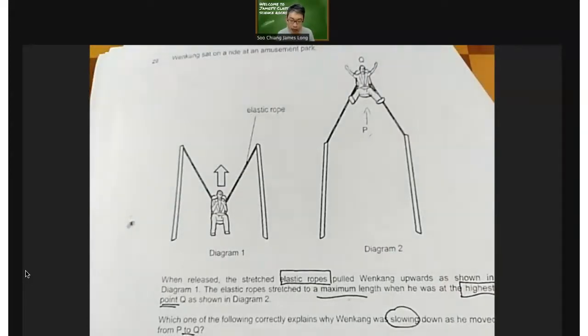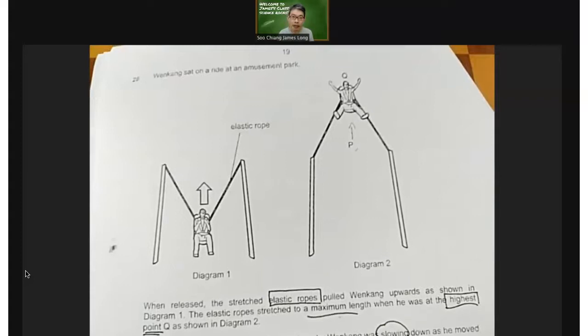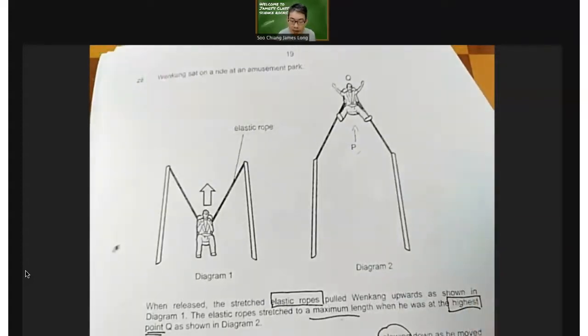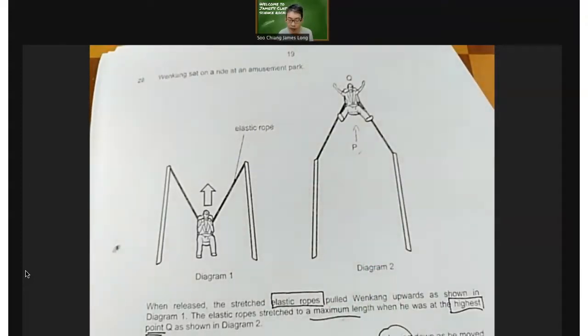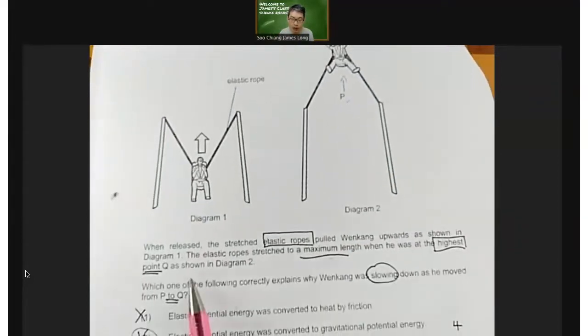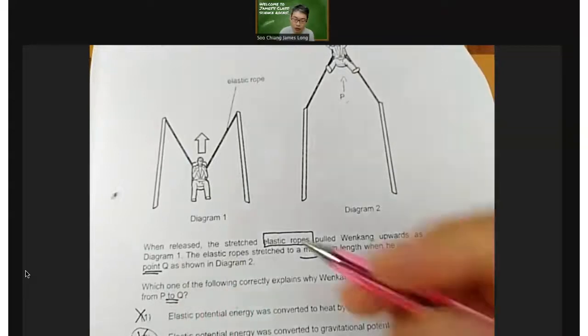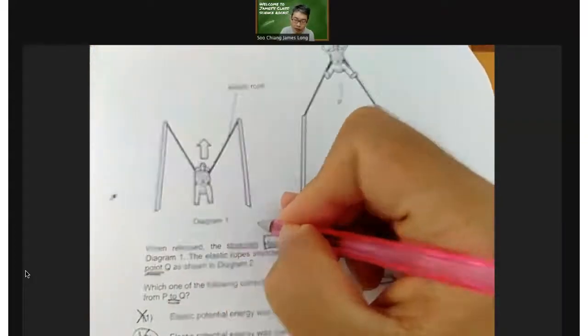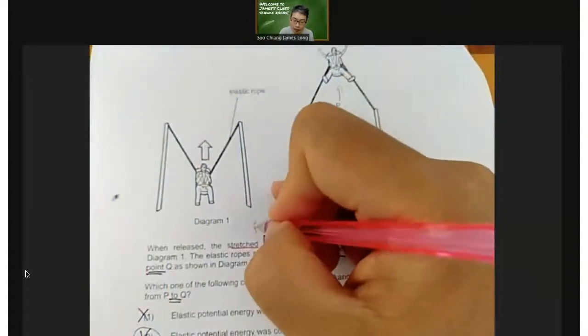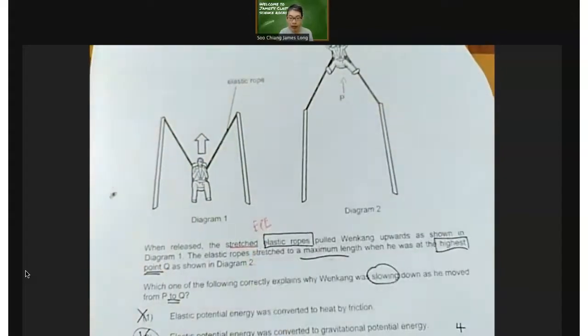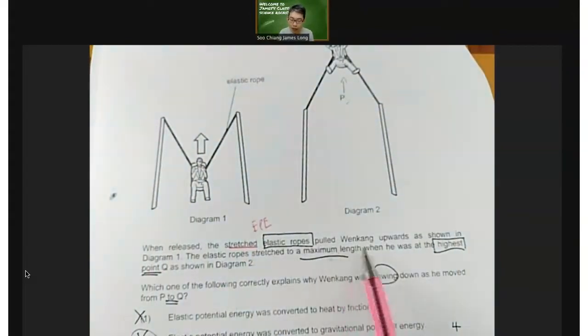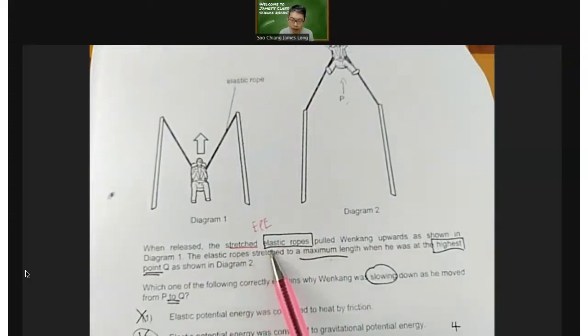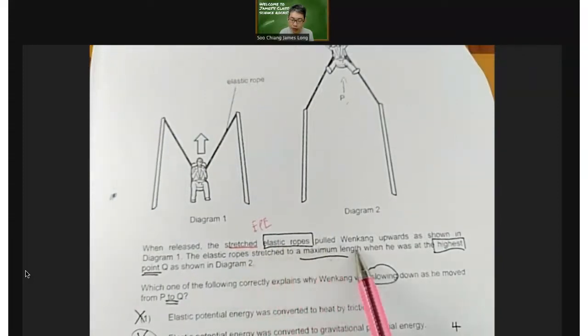Now, Wonton sat on a ride at an amusement park. So I see elastic rope. This tells me it's about elastic spring force, elastic potential energy here. When released, the stretched rope, so you stretch it, therefore you are storing more EPE inside. There's more EPE in the stretched rope. The stretched elastic rope pulled Wonton upwards.